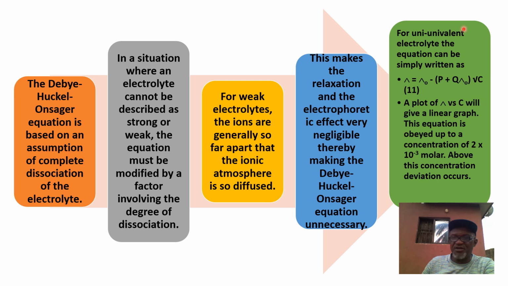Now for a univalent electrolyte, we can simplify the Debye-Huckel-Onsager equation and get equation 11. In fact, this is where we get the equation of plotting molar conductivity against concentration, and we can obtain our molar conductivity at infinite dilution. That is the diagram we use for molar conductivity at infinite dilution.